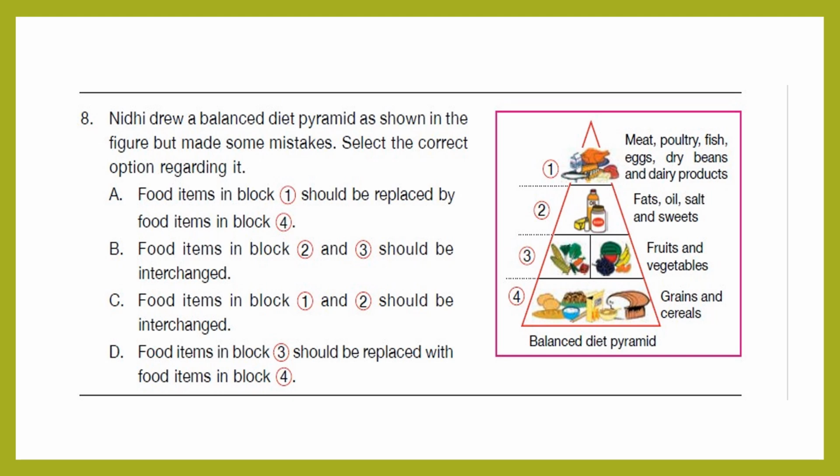Option A, food items in block 1 should be replaced by food items in block 4. This is an incorrect statement, so option A is incorrect. Option B, food items in block 2 and 3 should be interchanged. This option is also incorrect. Option C, food items in block 1 and 2 should be interchanged. Yes, we should eat less fat than protein. So the answer is option C. This option is correct.